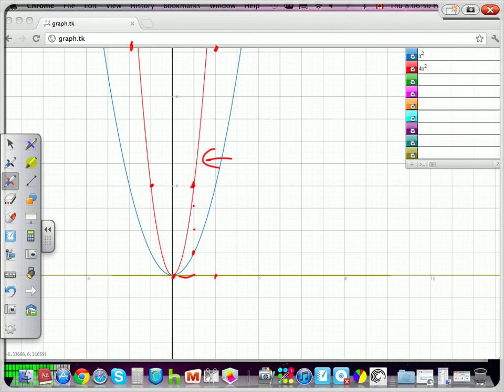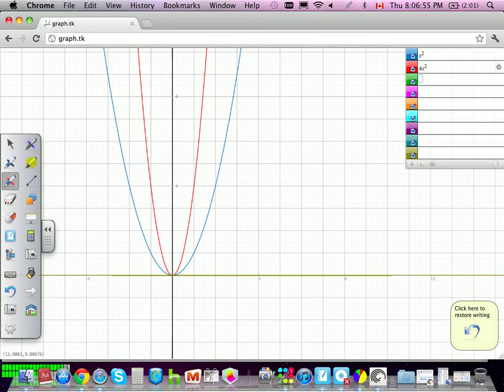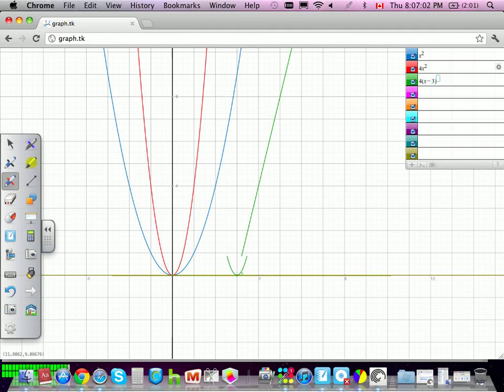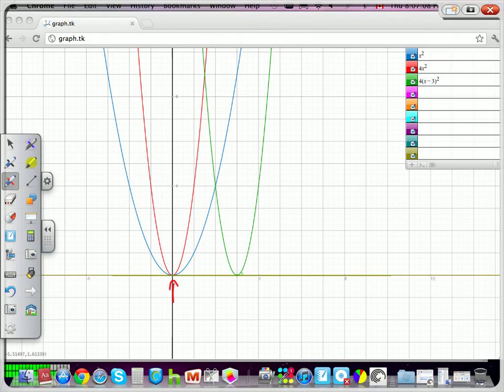Okay, in the next one, that red shape has now shifted 1, 2, 3 units to the right in a positive direction, even though it was a negative. Remember, we said that it is counterintuitive when we're doing that. It goes the other way. So this parabola is shifted 3 to the right.